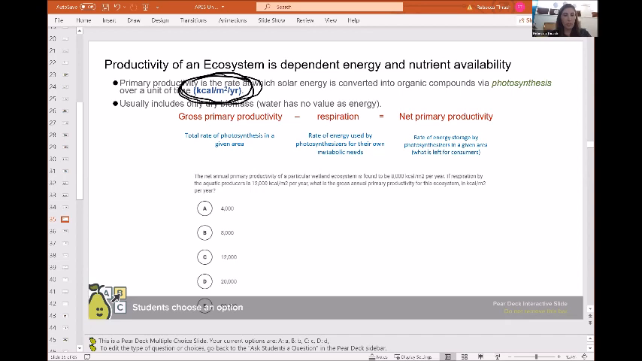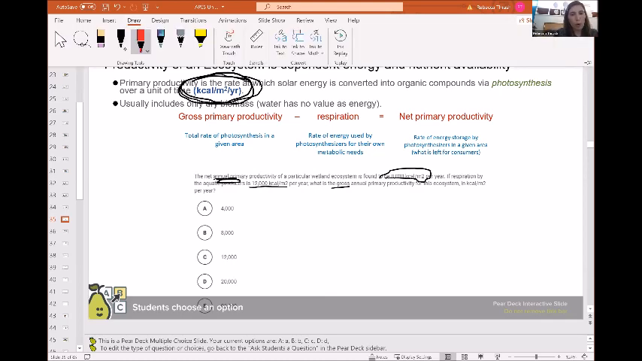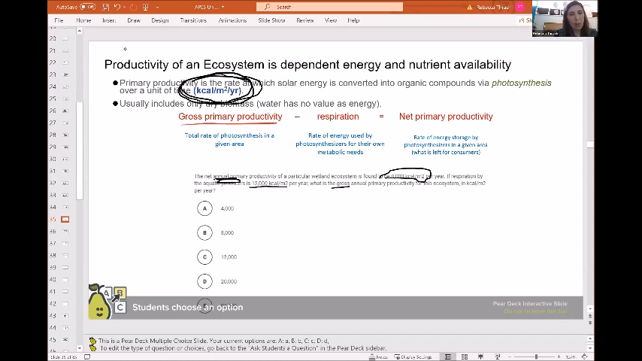So this is a question that was on the AP exam about primary productivity of a wetland ecosystem. And they said the net annual, so per year, is 8,000 kilocalories per meter square. Now, if respiration is 12,000, what is the gross annual primary productivity in kilocalories per meter square? So up here, I've got the equation for you guys. So gross primary productivity, that's the total rate of photosynthesis, right? That is what we're trying to figure out.